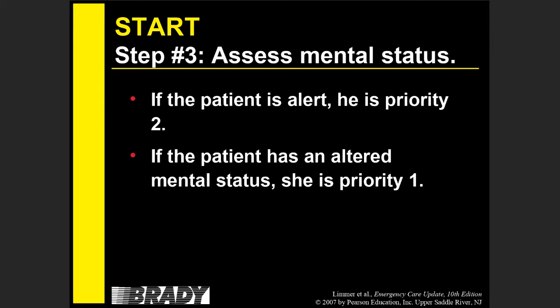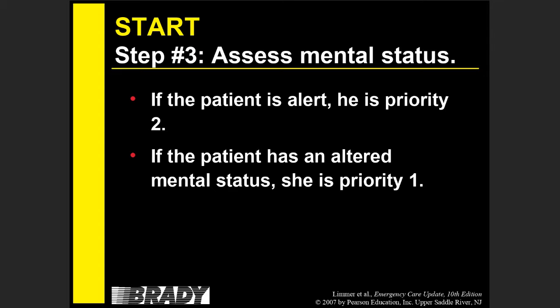If they are breathing less than 30, have a palpable radial pulse, but cannot follow your simple commands, then they are designated priority 1, red tag.